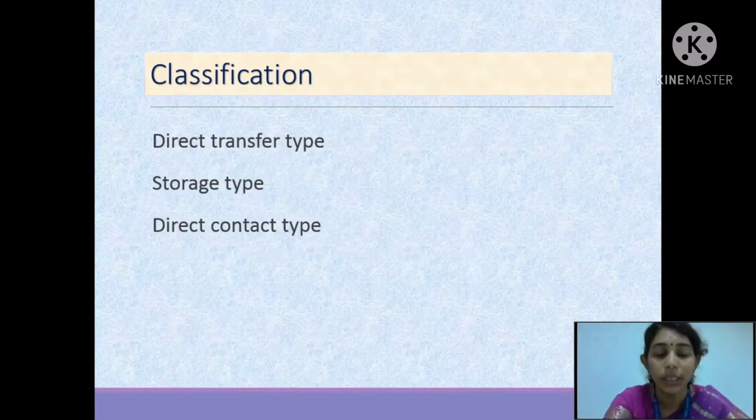Now coming to classification of heat exchangers. How to classify? There are three broad categories. The first one is direct transfer type, the second one is the storage type, and the third is direct contact type.